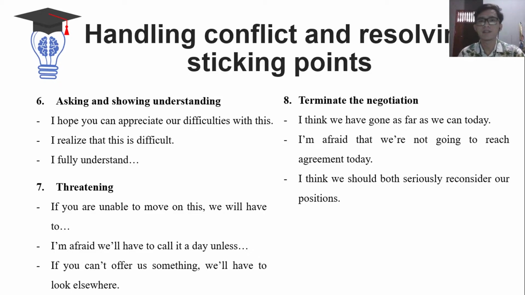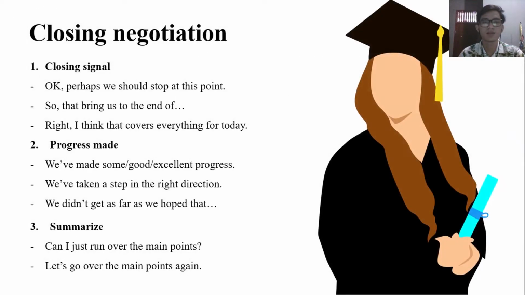If you cannot resolve the conflict, you will terminate the negotiations to end this. The expressions are: "I think we have gone as far as we can today." And then, "I'm afraid that we are not going to reach an agreement today." And last is, "I think we should both seriously reconsider our positions." So let's move to the next subtopic. It's closing negotiations.